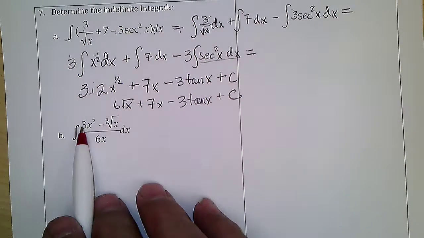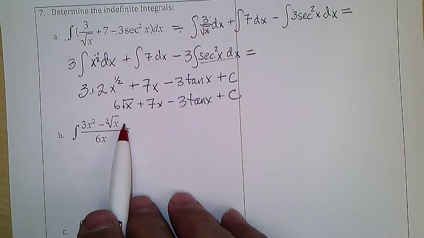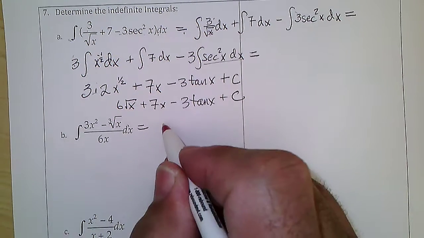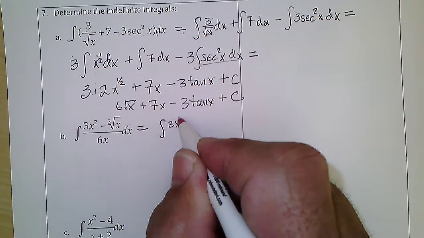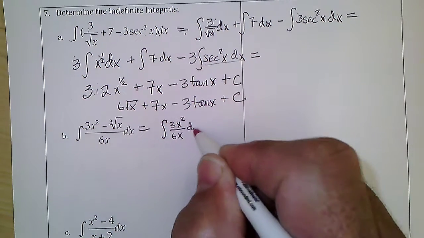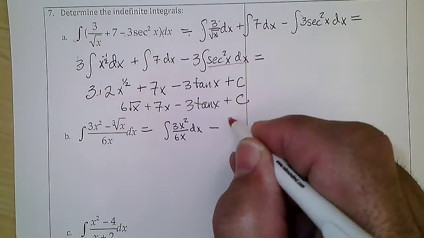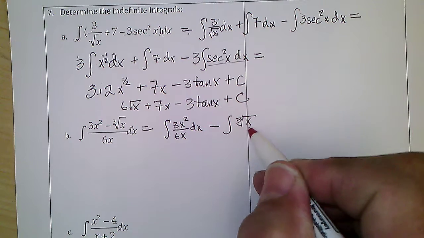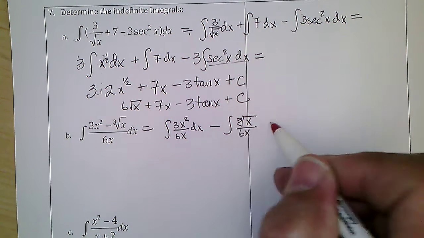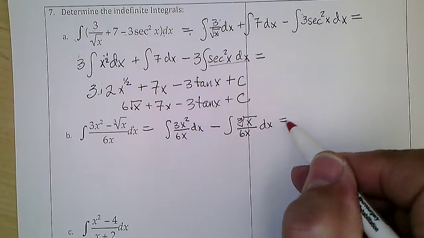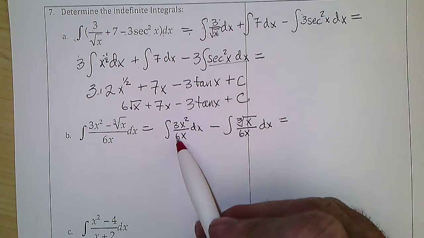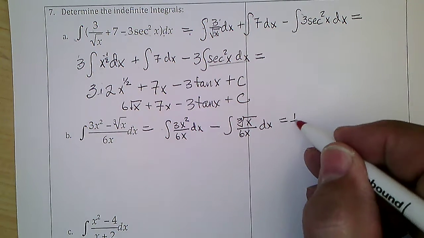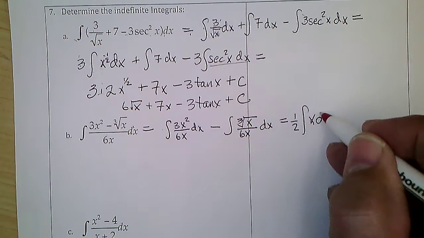Okay, we can't pull a 3 out of the numerator because it's not times both of them. We could pull the 6 out, but we can also split this up. So I'm going to split it first. Integral of 3x squared over 6x minus the integral of cube root of x over 6x dx. So this is 1/2, and it'll come out, and x squared divided by x is just x, so we got 1/2 the integral of x dx.